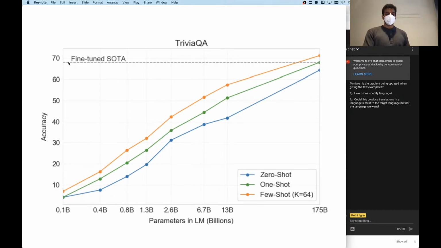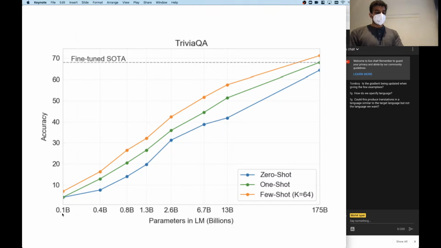And so you can see that first of all, this dashed line at the top was the previous state of the art on trivia QA. This was probably some sort of BERT or Roberta-based model that was pre-trained and then fine-tuned on the trivia QA training set to solve this task. And an interesting plot in their paper shows the accuracy of the zero-shot, one-shot, and few-shot models. So here the few-shot GPT-3 gets 64 trivia QA questions and answers in the prefix, and then gets a test question and is asked to generate the answer to the question, right?